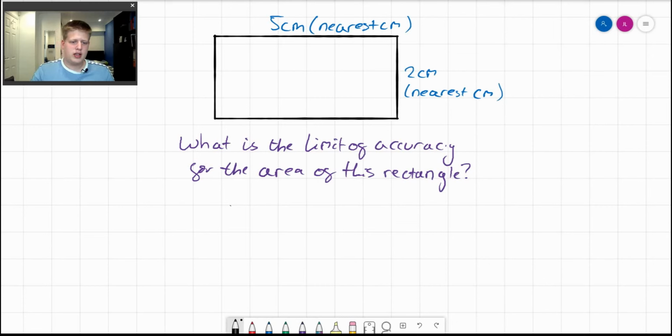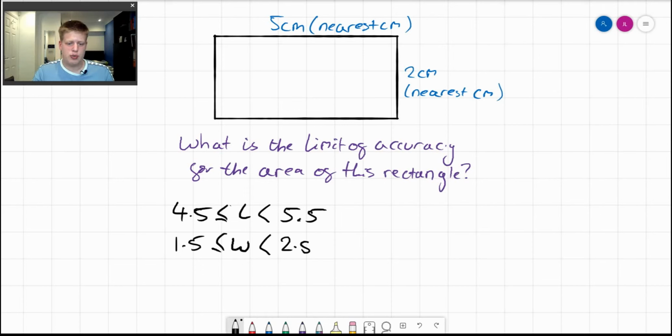We know the longest side, which we'll call L, will have a lower bound of 4.5, which will be less than or equal to the length L, which will be strictly less than 5.5. And we know the width will have 1.5 being less than or equal to width W, which will be strictly less than 2.5.